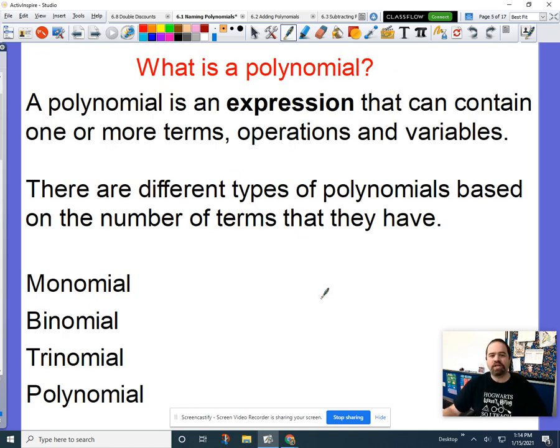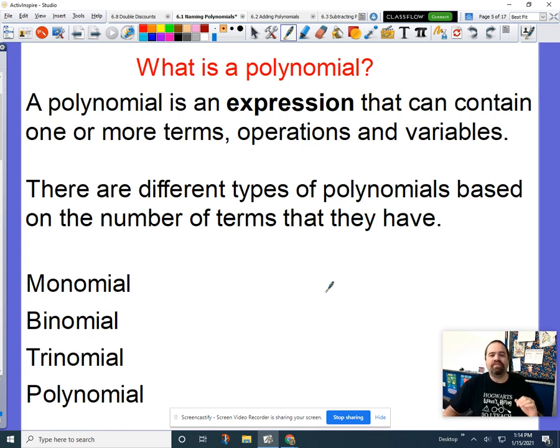All right, so a polynomial, and we're going to define these 4 words, and then we're going to stop for today. A polynomial is an expression that contains one or more terms. It can have one or more pieces. It's going to have some operations in it, like addition and subtraction. It's going to have some variables, and it can have multiple of them.